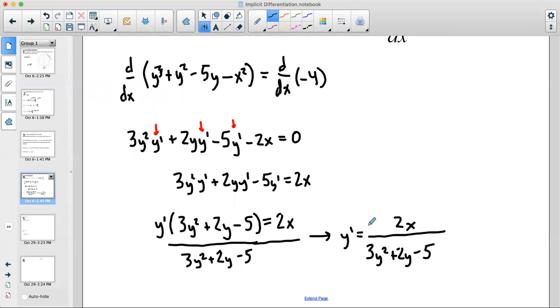And this is dy dx or y prime. It doesn't matter which one we say. Since this problem said find dy dx, it's just nice to write that down. And this is dy dx.